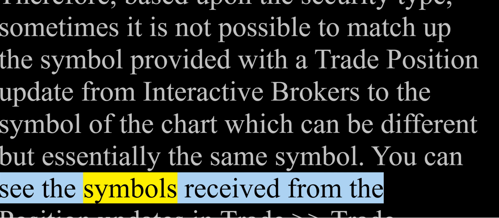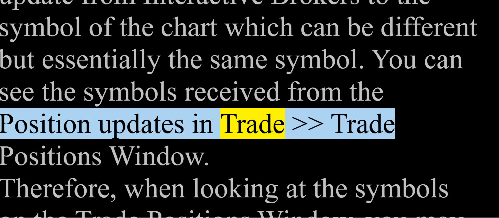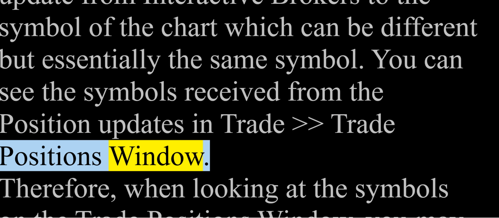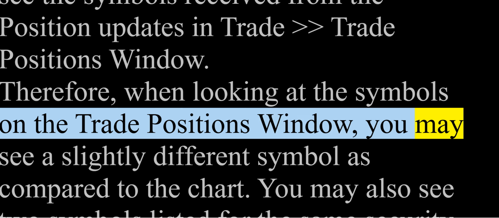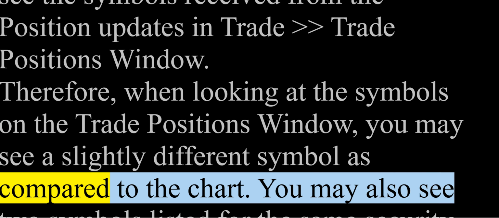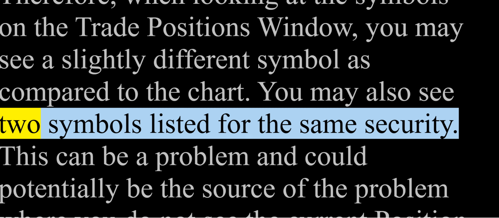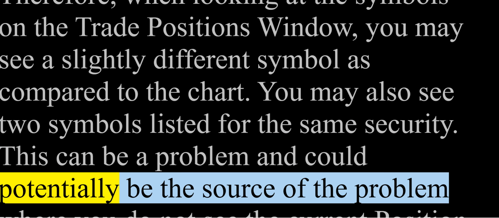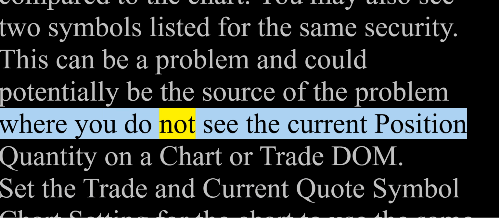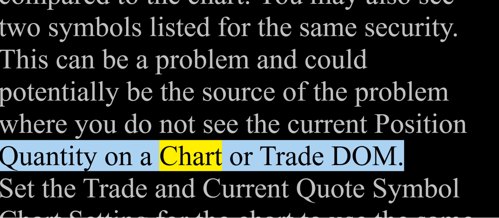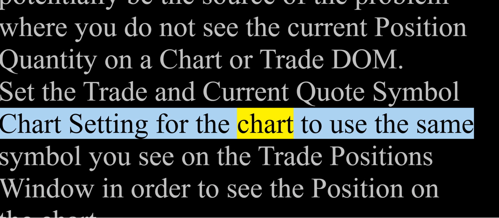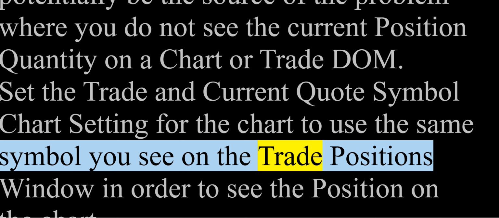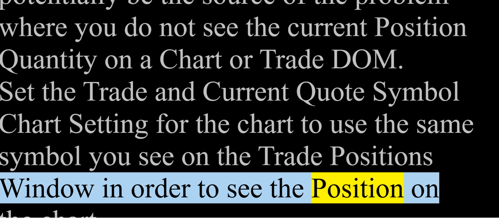You can see the symbols received from the position updates in the Trade Positions window. Therefore, when looking at the symbols on the Trade Positions window, you may see a slightly different symbol as compared to the chart. You may also see two symbols listed for the same security. This can be a problem and could potentially be the source of the problem where you do not see the current position quantity on a chart or Trade DOM. Set the trade and current quote symbol chart setting for the chart to use the same symbol you see on the Trade Positions window in order to see the position on the chart.